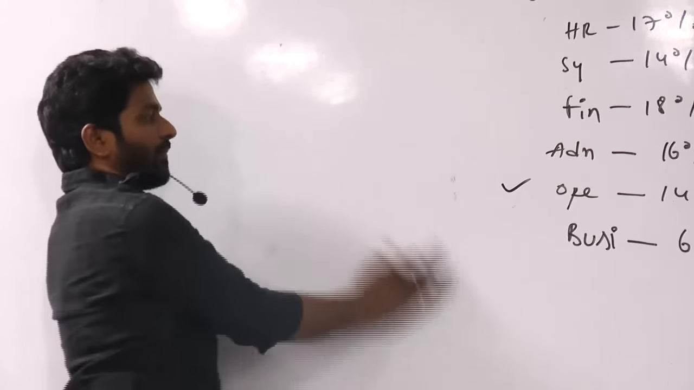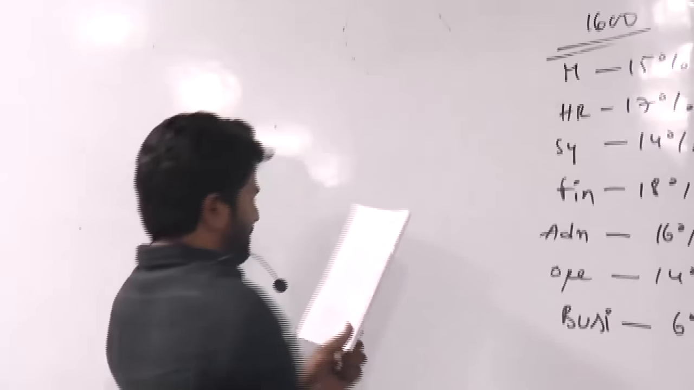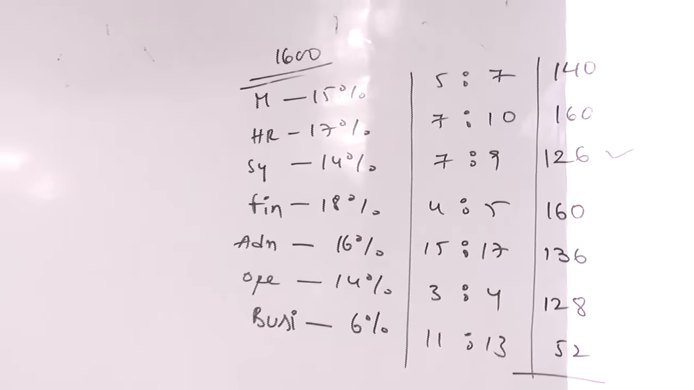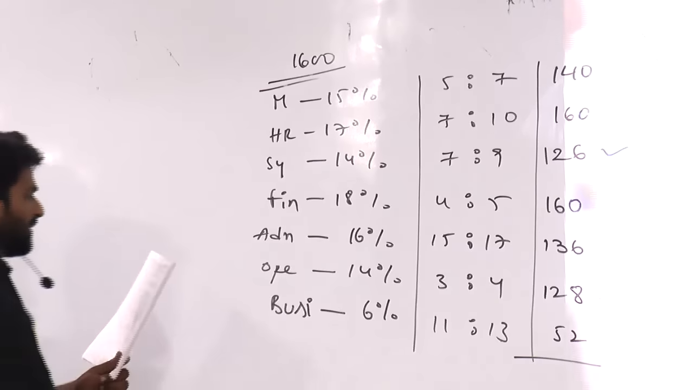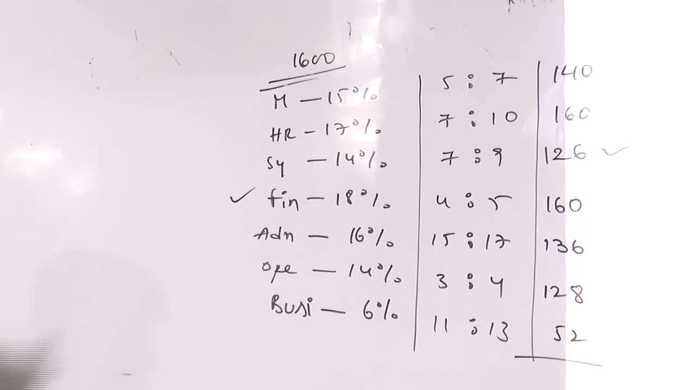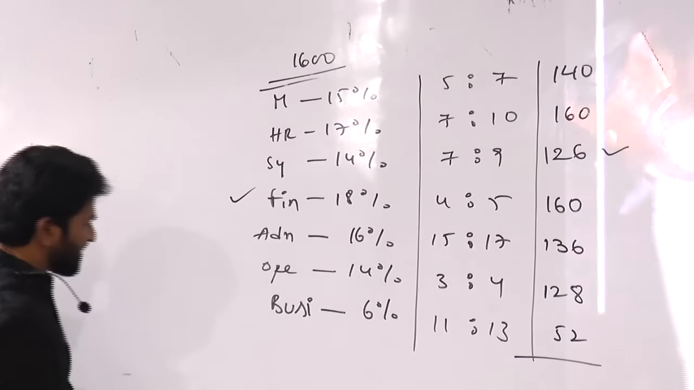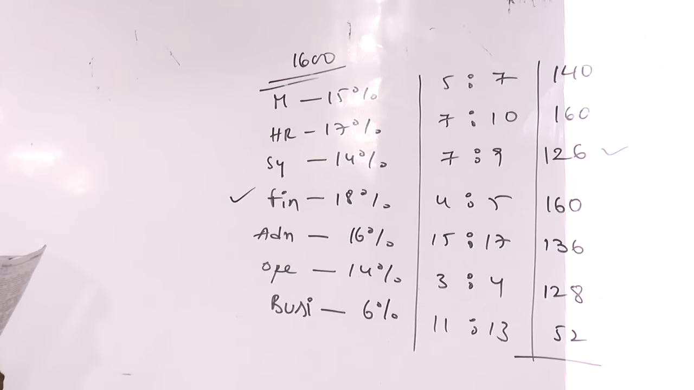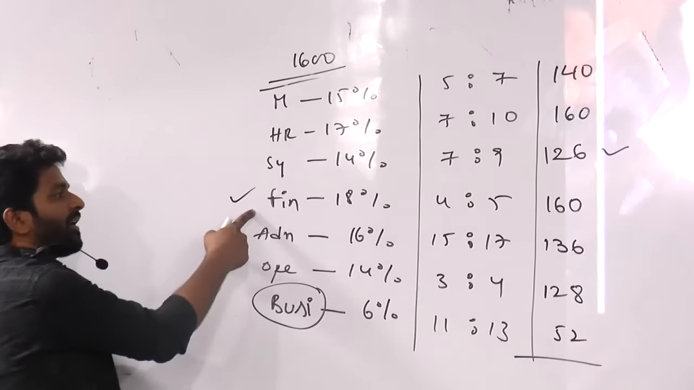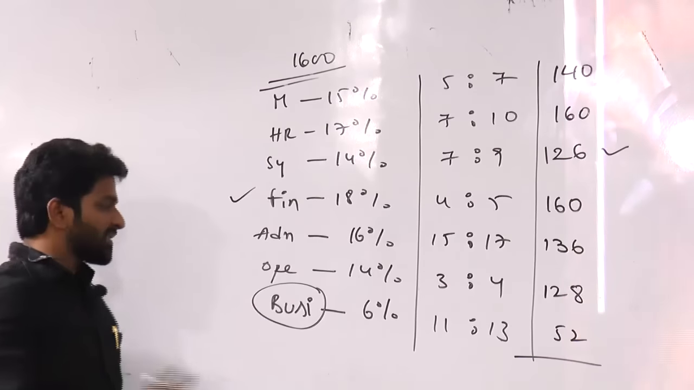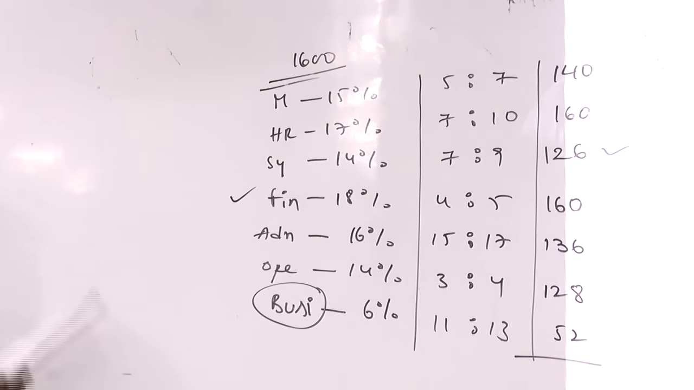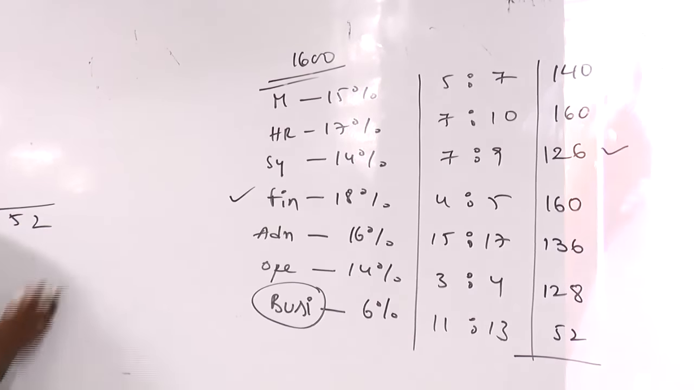Next. 44. What is the ratio between number of students passed in first class from finance and the number of students passed in second class from international business? International business, where is this? International business, okay. So from finance you need to calculate first class, and from international business, you need to calculate second class. So your denominator value is 52.